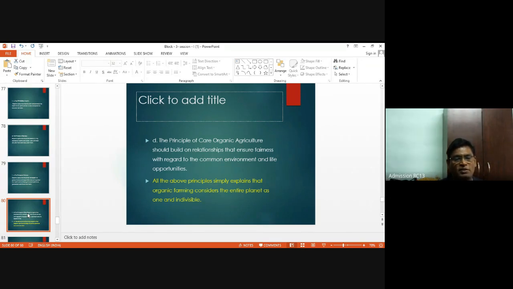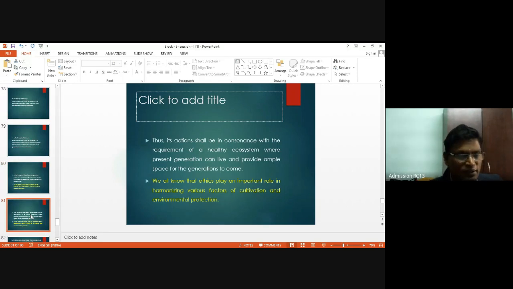All the above principles simply explain that organic farming considers the entire planet as one individual. That means it takes care of the health and protection of the whole ecosystem. Thus, its actions shall be in consonance with the requirements of a healthy ecosystem where the present generation can live and provide ample space for generations to come. Not only the present generation can use this benefit, but the coming generations should also have good land and environment available for production.